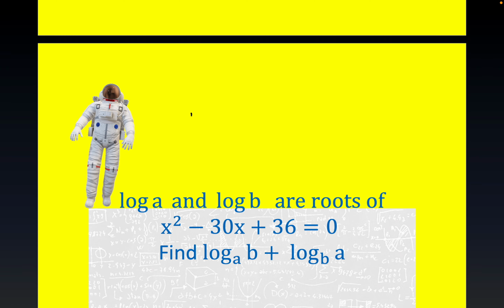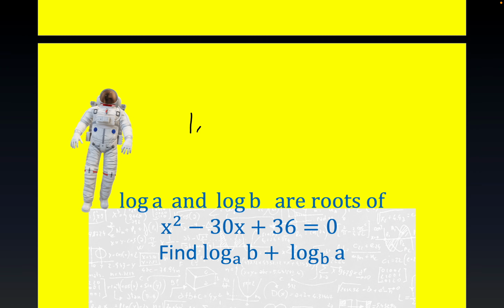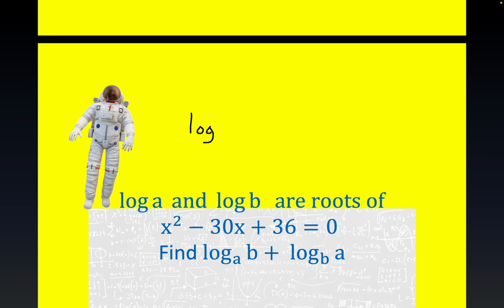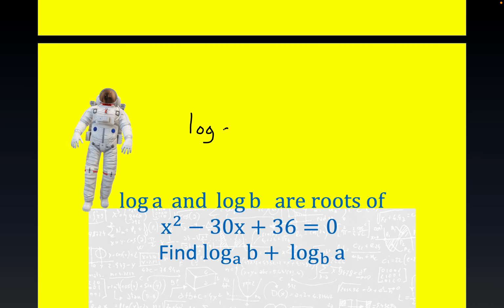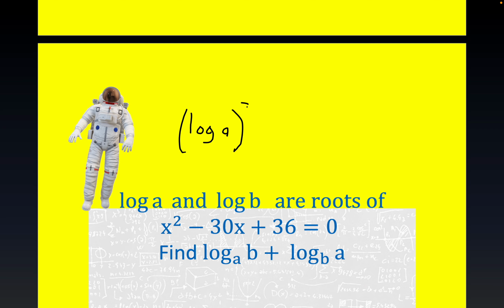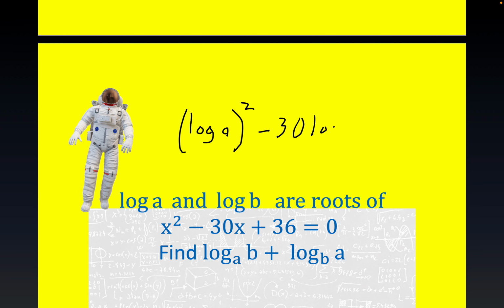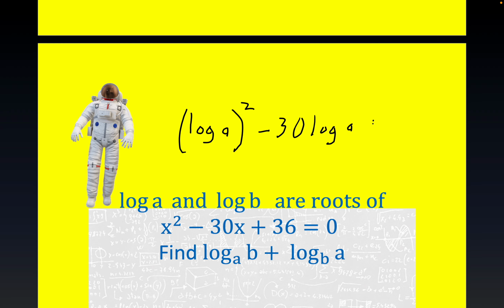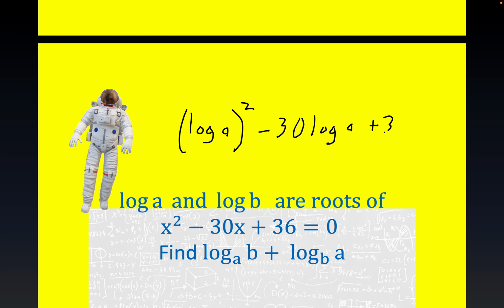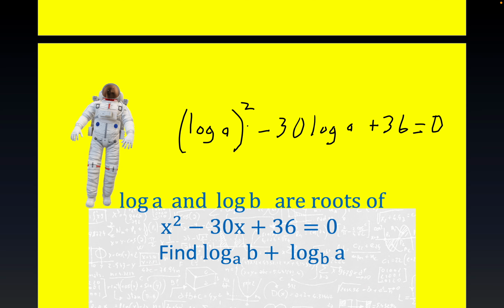A quadratic expression with two logarithmic roots, and it's base 10. So in other words, I'm going to write down what one of these means. Log base 10 of a, quantity squared, minus 30 times log base 10 of a, plus 36 is equal to 0. And similarly for log base 10 of b.